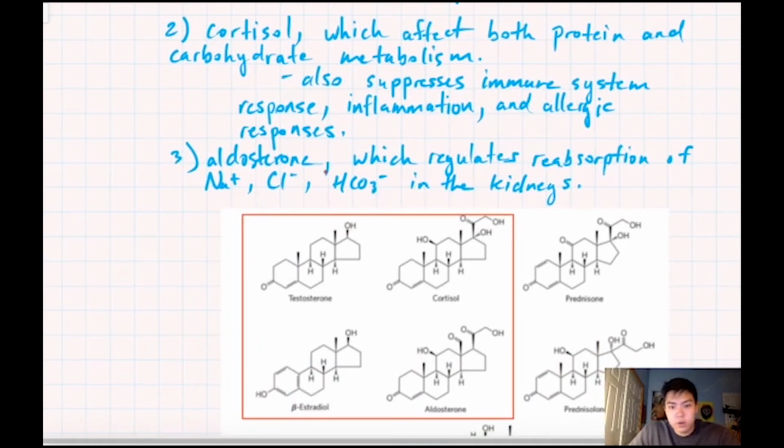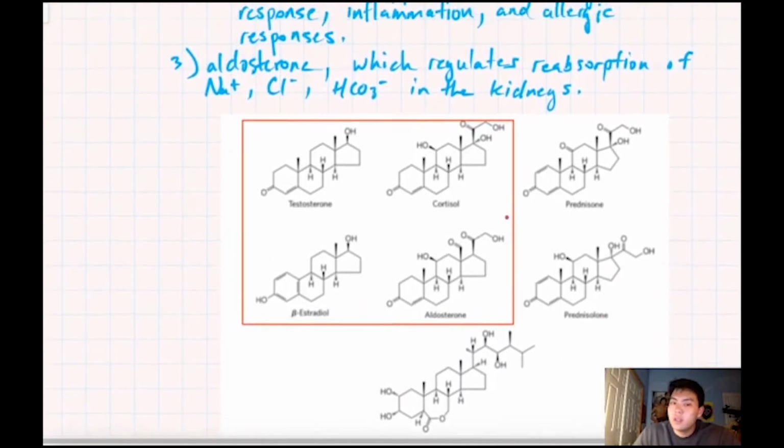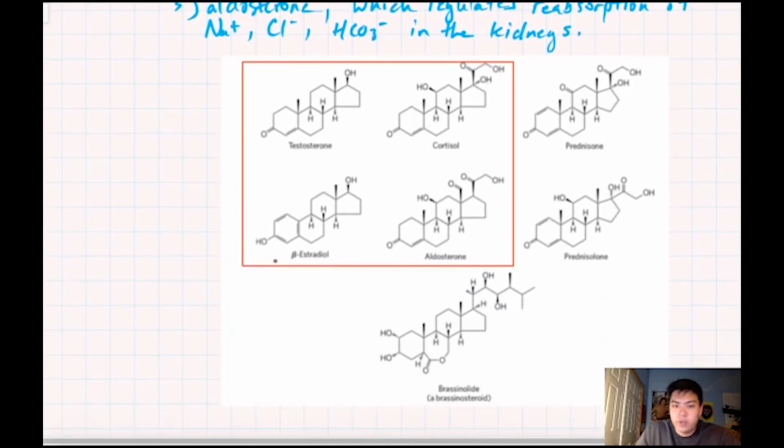Okay, aldosterone. This is going to regulate your reabsorption of sodium, chlorine, and bicarb in your kidneys. The book said kidney, but we have two of those, so kidneys. Oh yeah, know the structures. This was early in the textbook somewhere, like page 300 something. We just have to know these four, right?